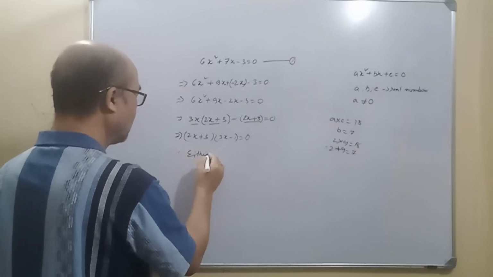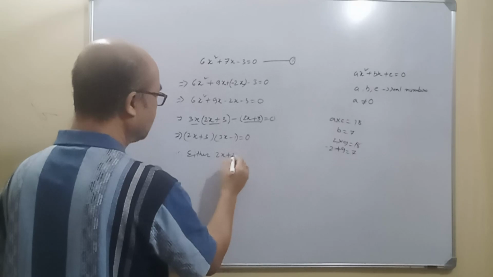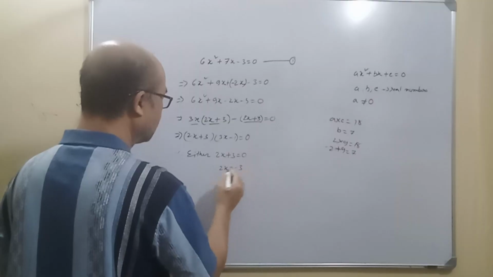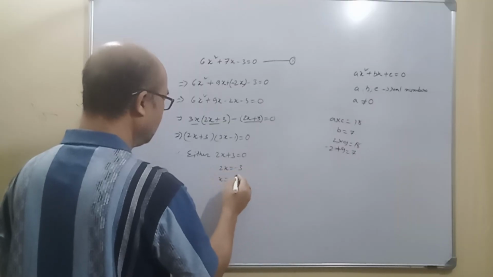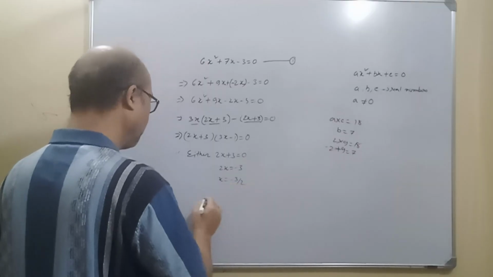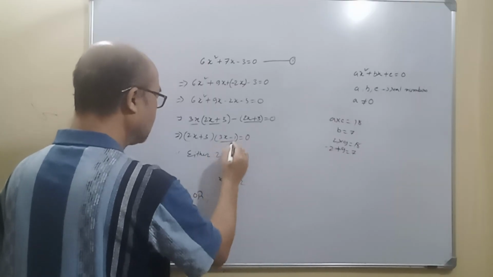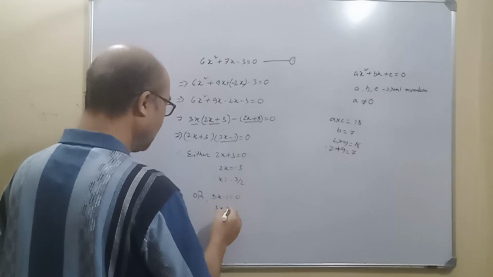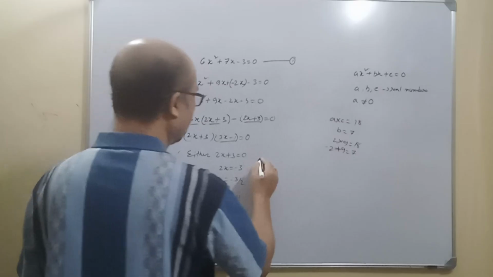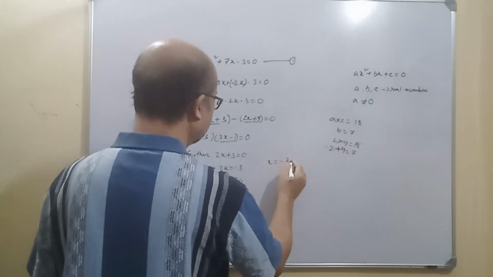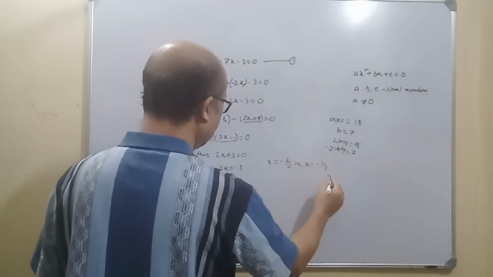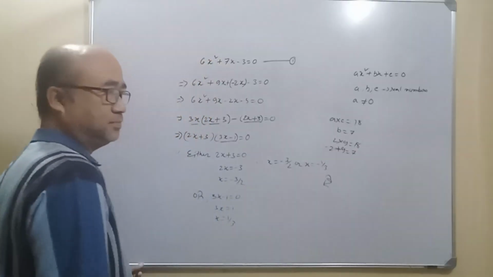Hence, either 2x plus 3 is equal to 0, hence 2x is equal to minus 3, hence x is equal to minus 3 by 2, or 3x minus 1 is equal to 0, 3x is equal to 1, x is equal to 1 by 3. Hence x is equal to minus 3 by 2, or x is equal to 1 by 3, and that is your answer.